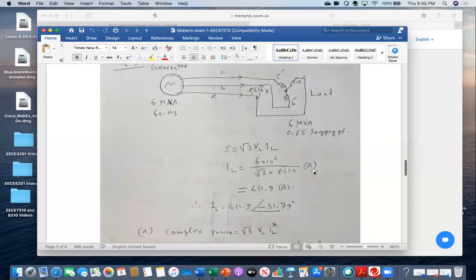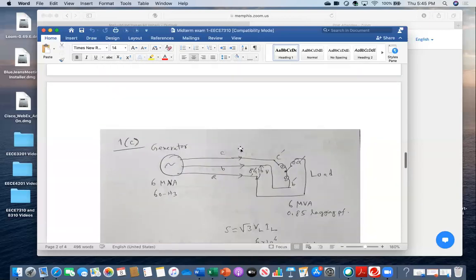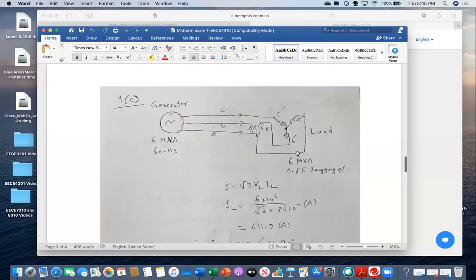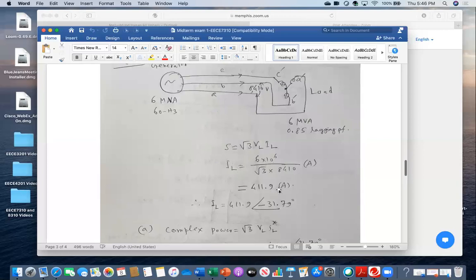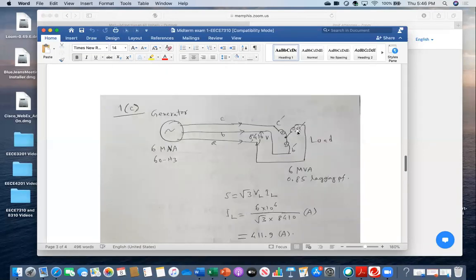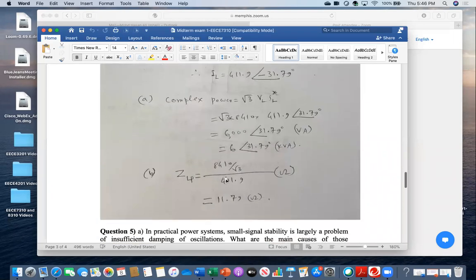And then, what was that one? Oh, load impedance per phase. Because this is load, if you know the load voltage and the per phase current, then you are done. So we calculated this is the line current, but because this is Y, the same current is flowing through each phase. But here this is the line-to-line voltage, so you have to divide by √3 to get the phase voltage. So you see that I am doing.